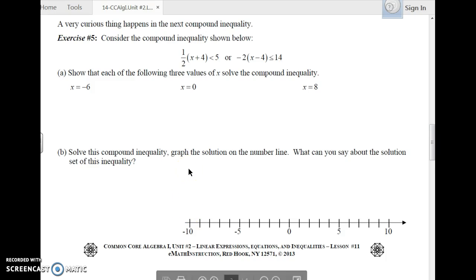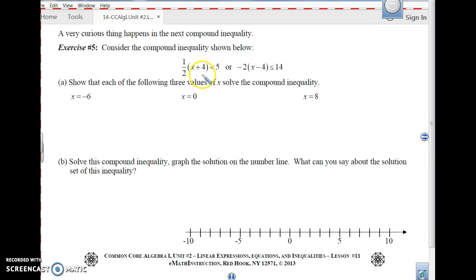All right, let's do one more. We have the compound inequality shown here. We have 1/2 times (x plus 4) is less than 5, or -2 times (x minus 4) is less than or equal to 14. We're going to do the same thing we just did, but let's solve these. 1/2 times (x plus 4) is less than 5. If I solve that, I get 1/2 (x plus 4) less than 5. I'm going to multiply both sides by 2 to get rid of my fraction, and I get x plus 4 is less than 10. And then I subtract the 4. So x is less than 6.